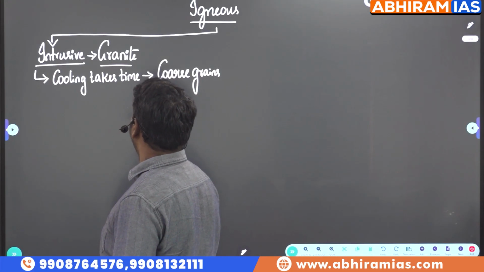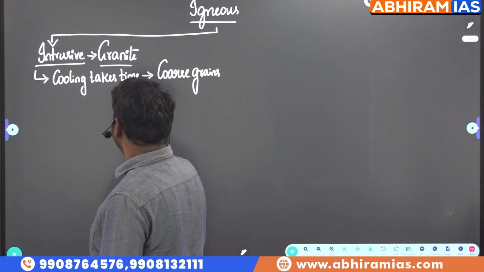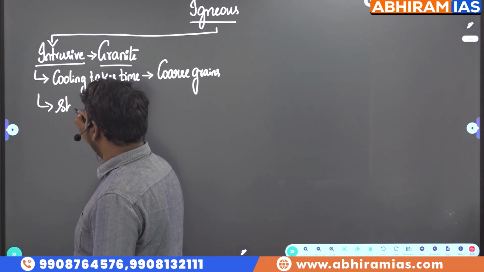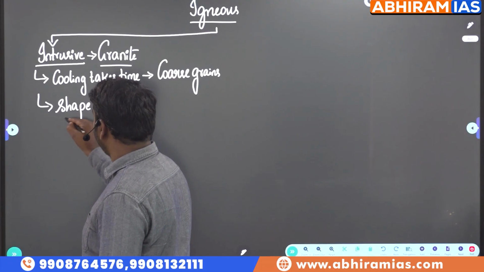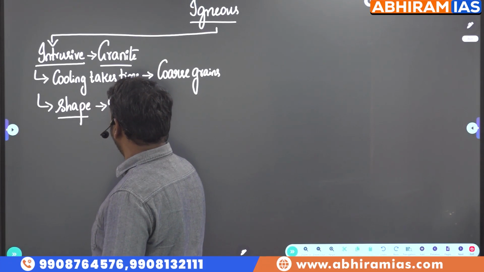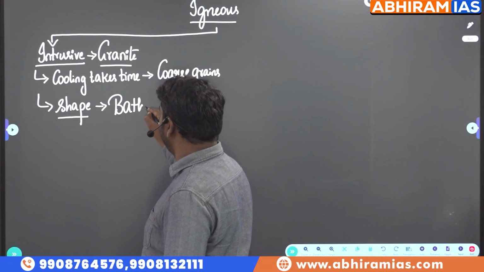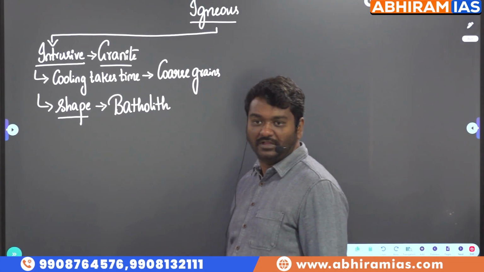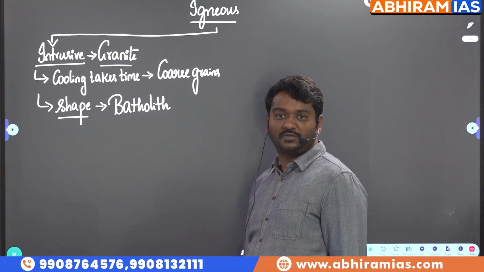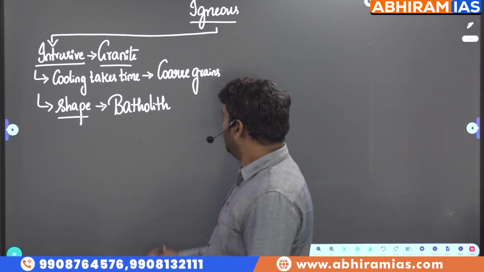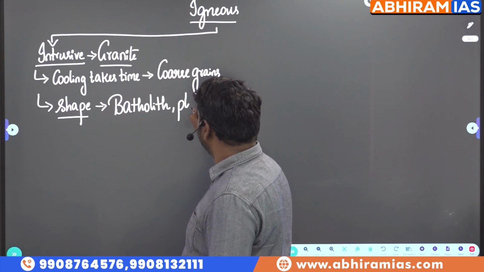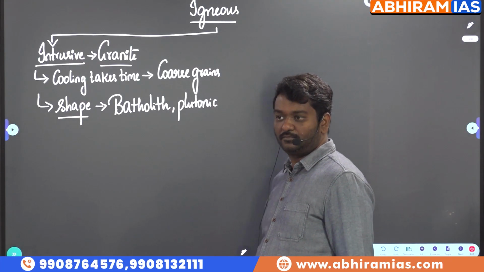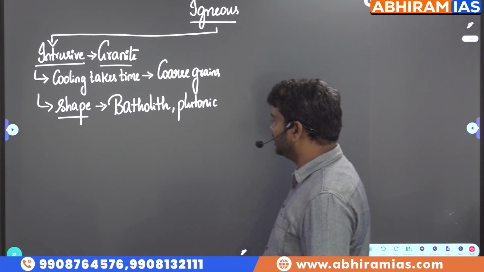Now, this intrusive igneous rock is divided based on the shape. If it is present deep inside, what do you call it as? Batholith. You recollect batholith is what? Deep inside. Deep inside is also called plutonic rocks.